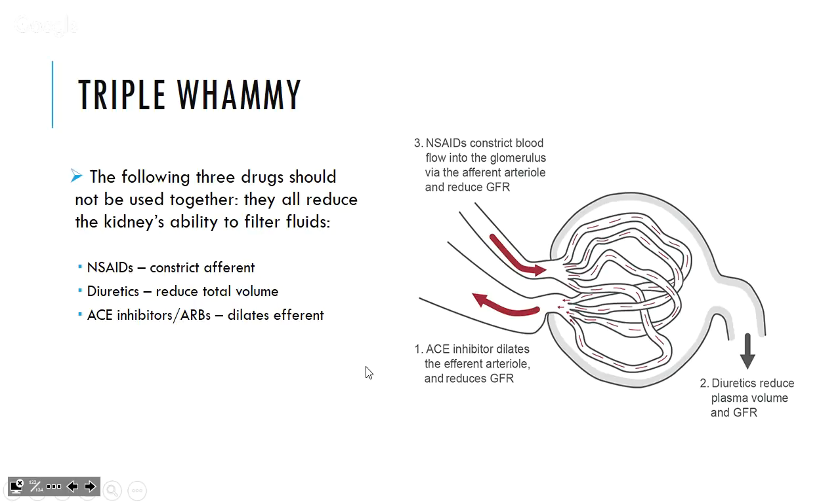Diuretics decrease the total amount of blood in your body, so there will still be less blood going to your kidneys. And ACE inhibitors dilate the efferent arteriole, and because of that, it also decreases eGFR. So all three of them decrease the amount of blood going to the kidney, so the kidney will go through acute kidney failure, basically.